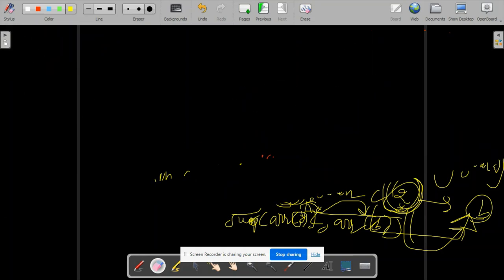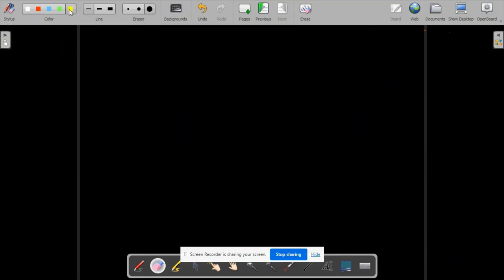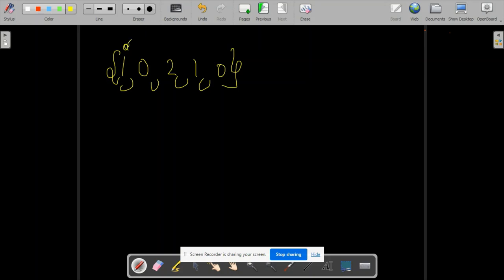Let me raise the entire screen to write bigger, right? Let us proceed. This is 1, this is 0, this is 2, 1, 0. This is the 0th index, this is 1st, this is 2nd, this is 3rd, this is 4th. A is kept here, B is kept at the last, and C is kept here.